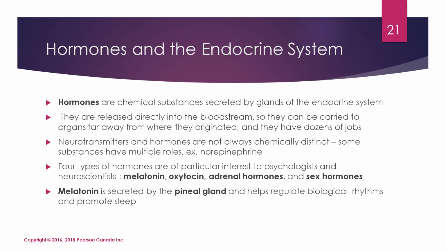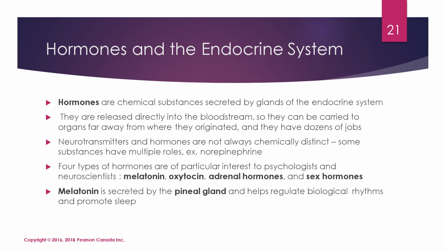So it's important to note that neurotransmitters and hormones are not always chemically distinct. Sometimes the same substance can act as both a neurotransmitter or a hormone depending on where it's located within your body. Norepinephrine, for example, when it's released within your nervous system, we would consider a neurotransmitter if it's being transmitted between the nerve cells within our nervous system. But it can also be secreted by particular areas of your endocrine system and released directly into the bloodstream, in which case it would be acting as a hormone.